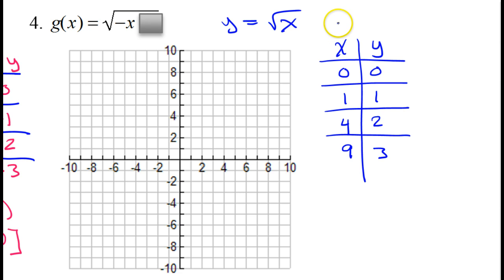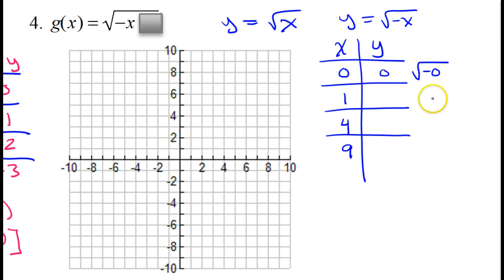Now, on the other hand, if we have y is equal to the square root of -x, this complicates things a little bit. So we've got to be real careful. We'll have to make one change. Now, if I substitute 0 into this equation, then that means I have the square root of -0. Well, that's really just the square root of 0. So that's still 0. So that's not the problem. The problem is the rest of these.